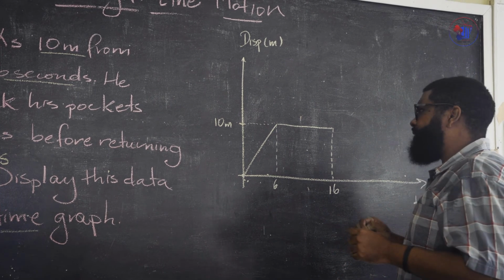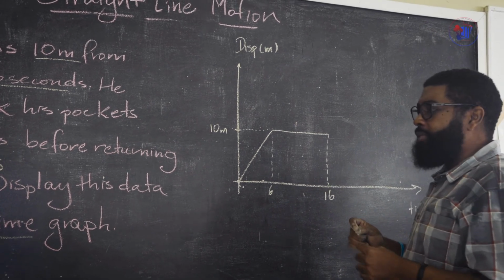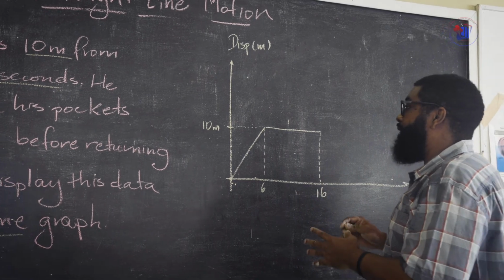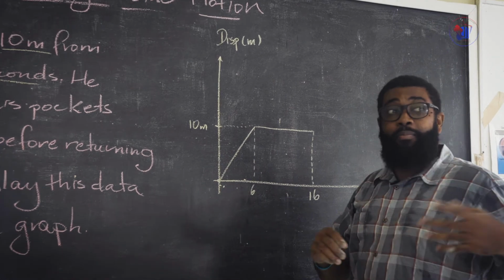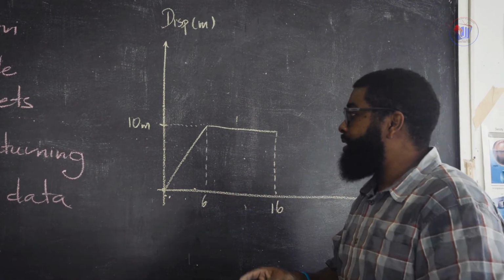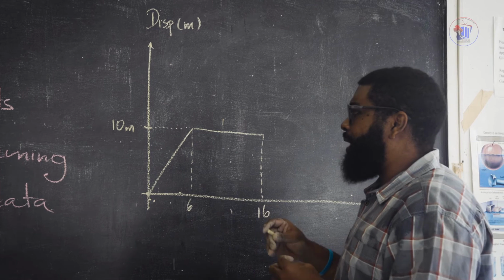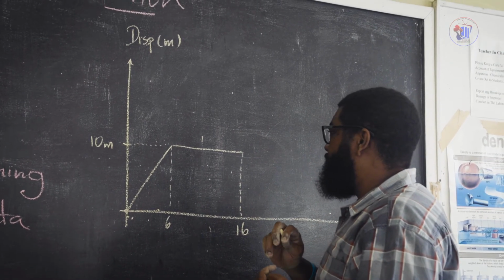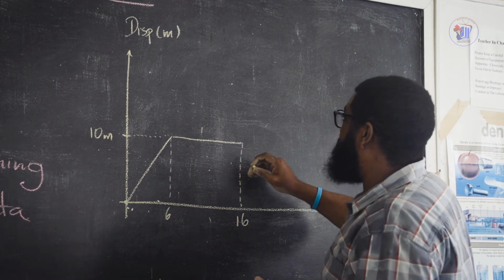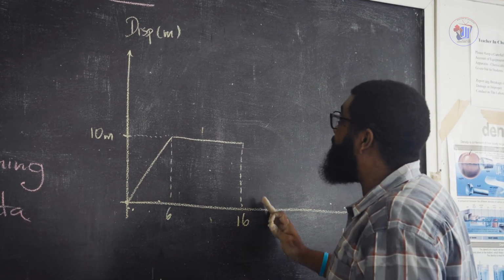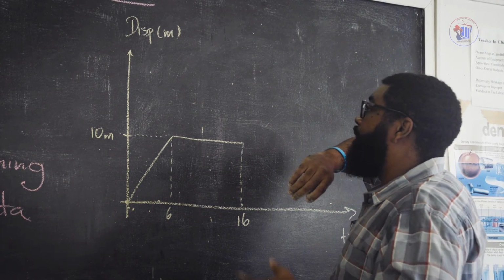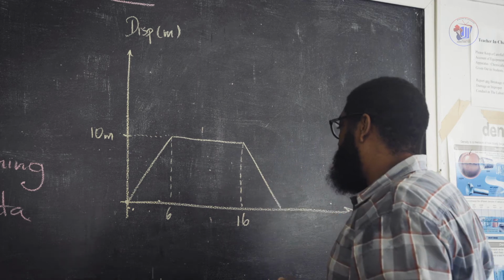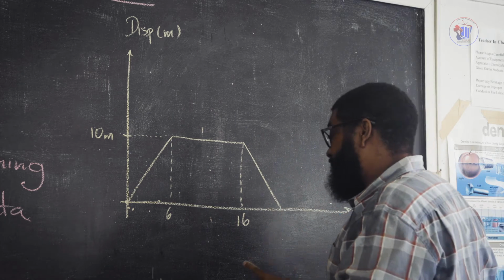And then he returns to his gate. What does that mean? Returning to his gate means he's not moving away from his gate. He's moving back to his gate. So how do we show going back on a displacement time graph? Well, it's really simple. If going away from your gate means the displacement is increasing, going back to the gate should mean your displacement is decreasing. And it decreases in 8 seconds.